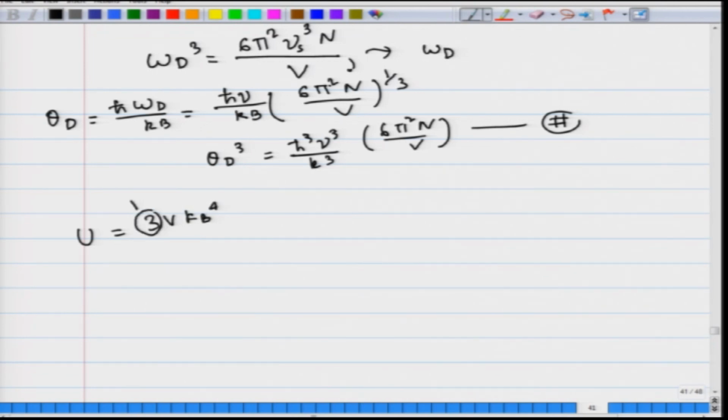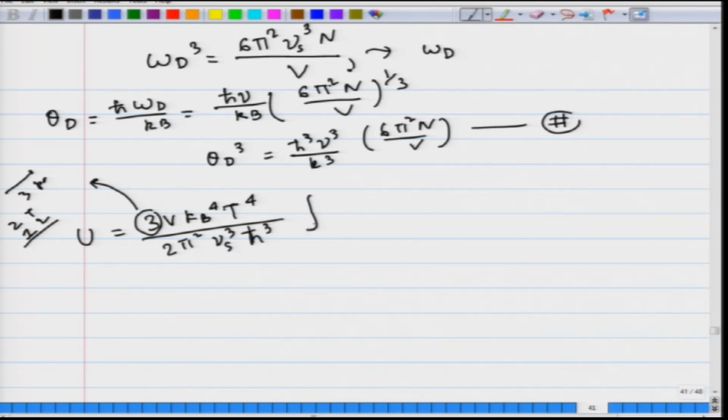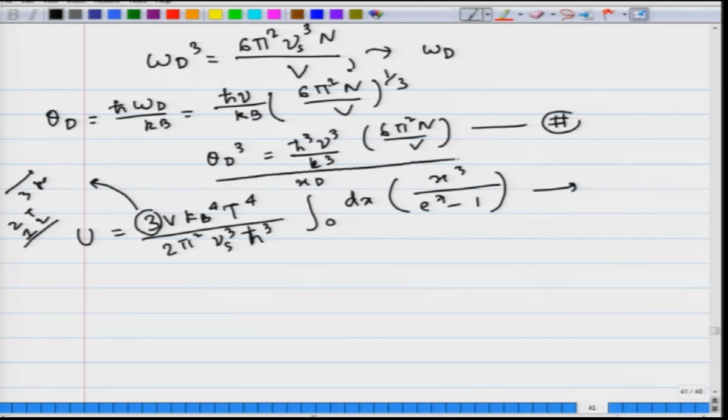The 3 is coming because there are 3 kinds of polarization, 2 transverse and 1 longitudinal. So u is 3v kb to the power 4 into T to the power 4 by 2 pi square mu s cube h cut cube, integral 0 to x d of dx x cube by e to the power x minus 1. This we got already. Now we can replace this value here.